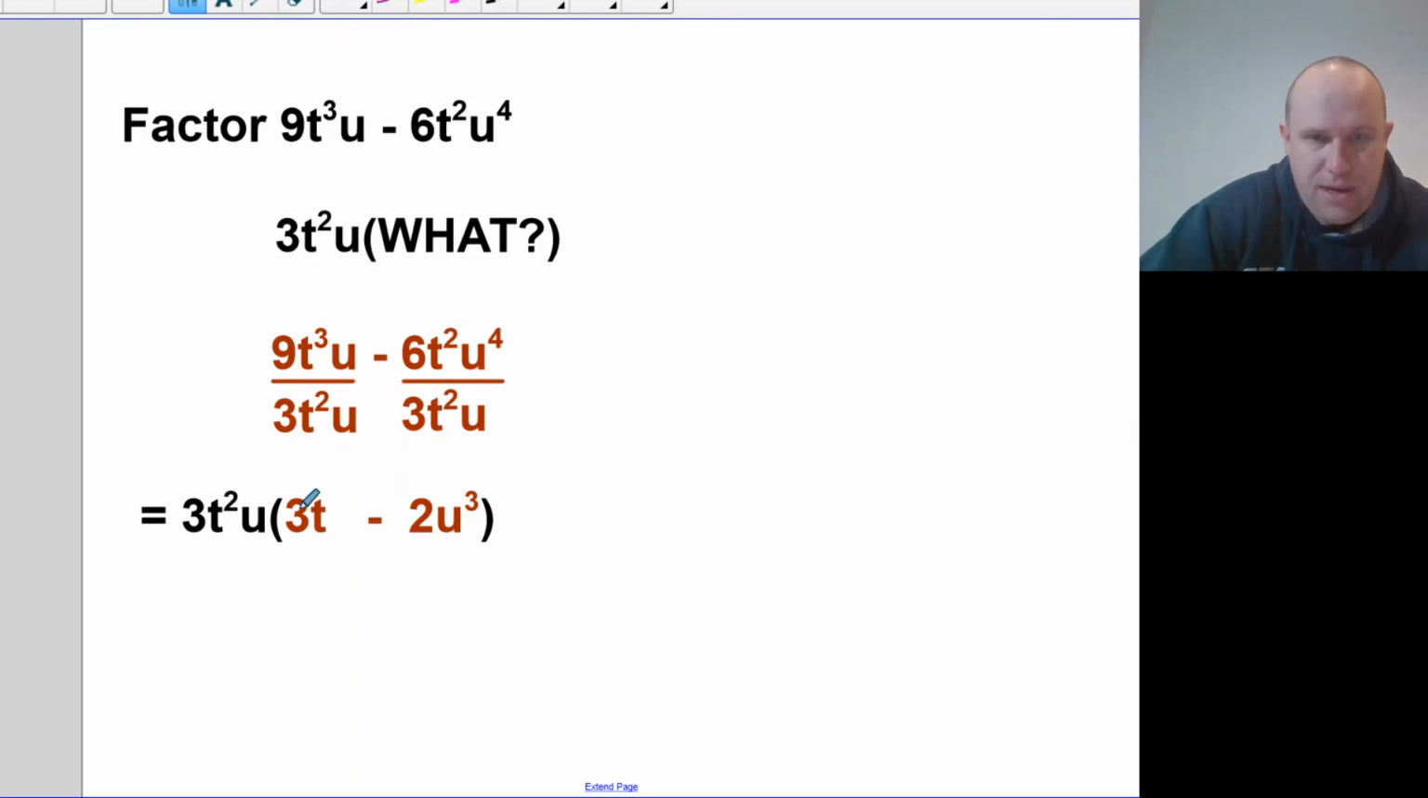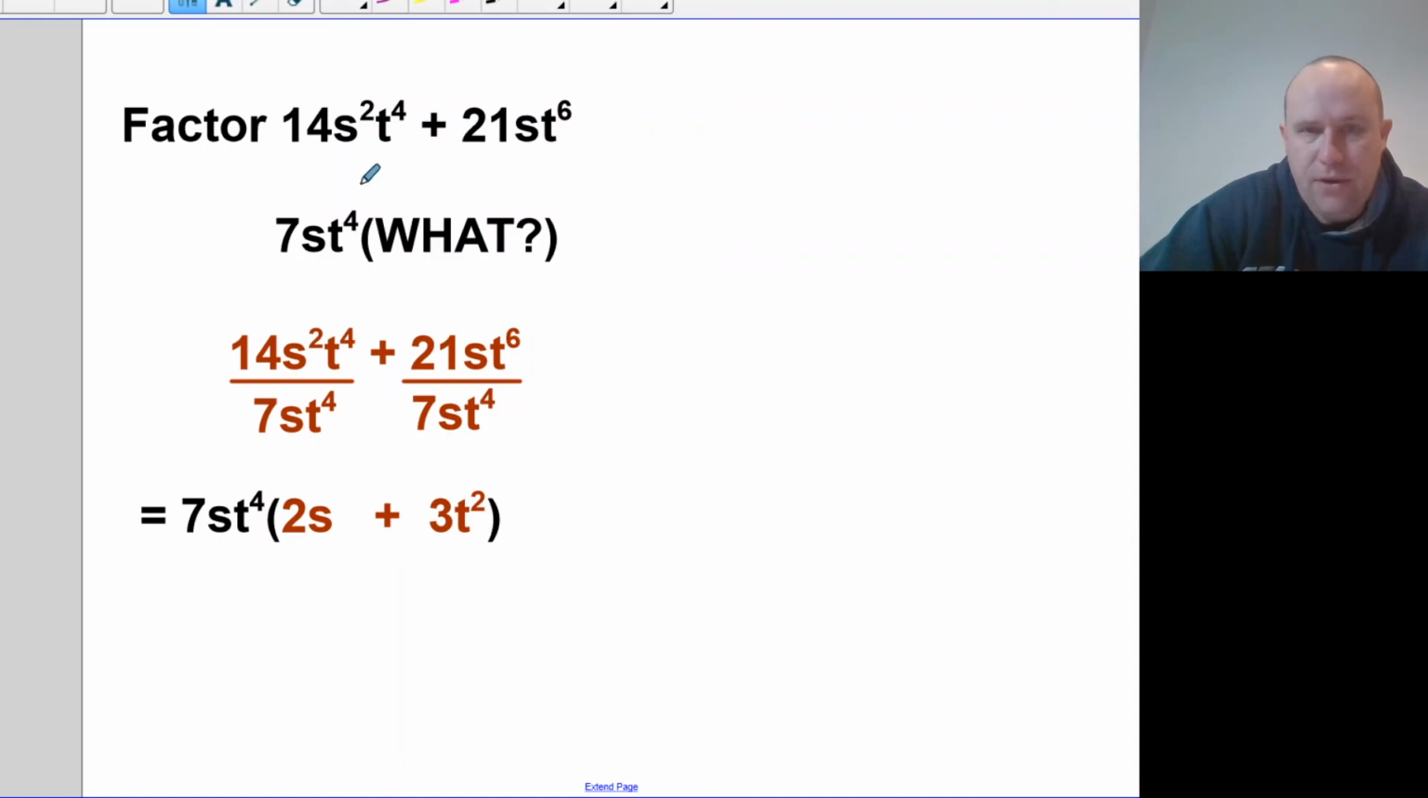And then just divide this whole question by that GCF. 9 divided by 3 is 3. Subtract the exponents, t to the 1, and oh look, the u's are the same, so they will cancel. Negative 6 divided by 3, negative 2. Oh, the t squareds are both the same, so that will cancel.